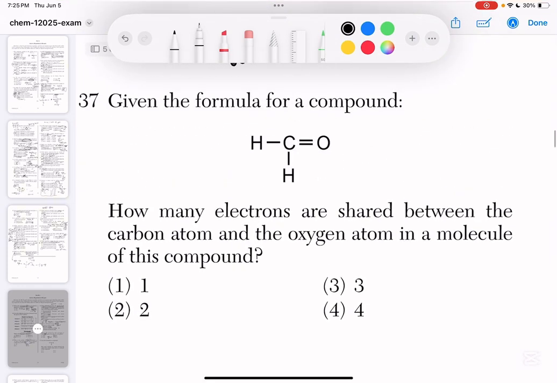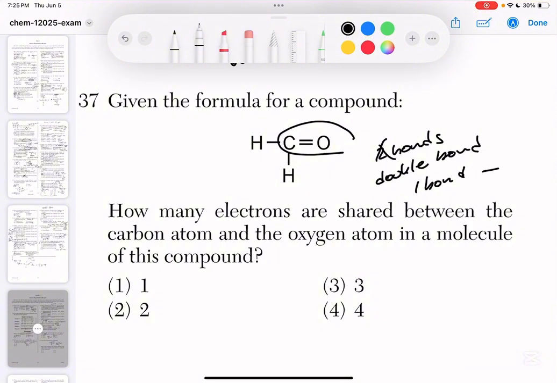How many electrons are shared between the carbon atom and the oxygen atom in the molecule of this compound? We see a double bond. One bond, one line like this, equals 2 electrons. So we have 2 times 2 equals 4 electrons. That would be your answer here.